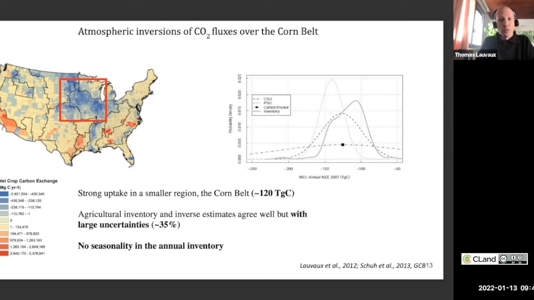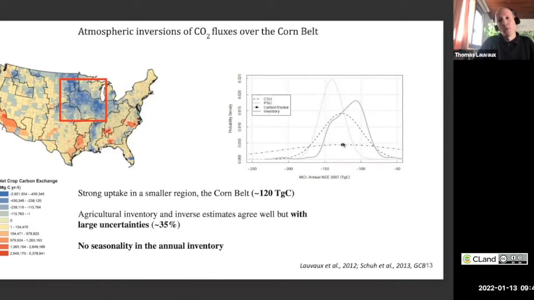The inventories are following guidelines, meaning they take all the harvest grain, they calculate the carbon content, the water content. They have a lot of complicated estimates for each field, for each county, and then they come up with a total for the area. We had 3 inversions and 1 inventory. I show you all of them here as a distribution.